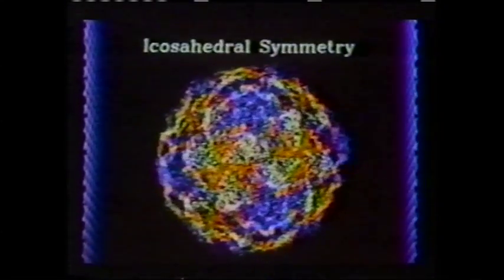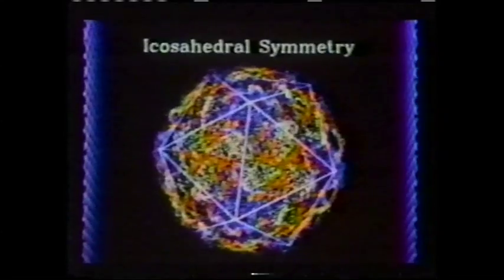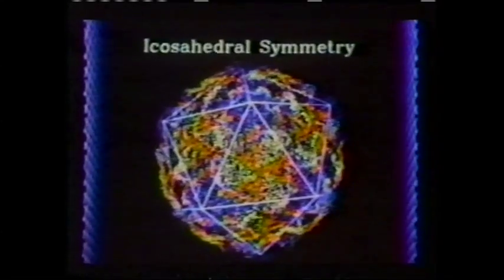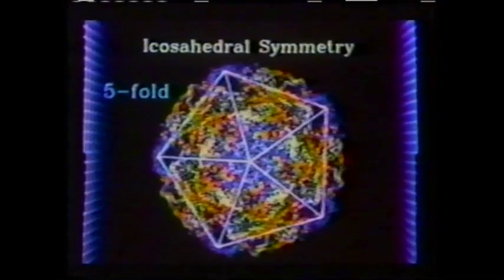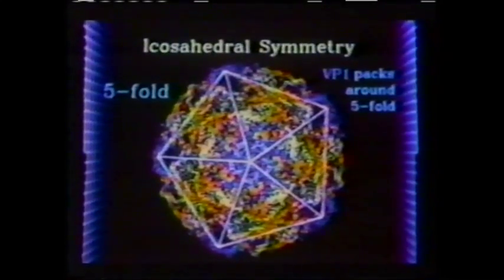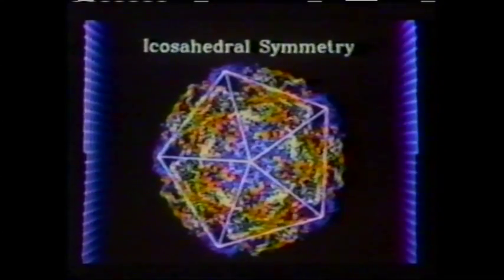The particle has the symmetry of the regular solid, the icosahedron, which is shown here in white outline. Thus, the particle has 5-fold, 3-fold, and 2-fold axes of symmetry. The 5-fold axes are found at the 12 vertices of the icosahedron. In the virus, VP1 is located at the 5-fold axes of the particle.